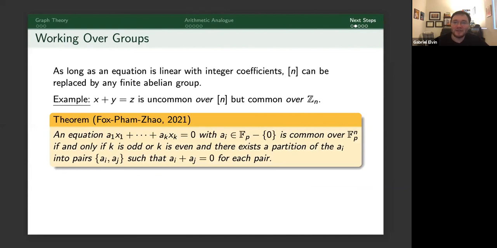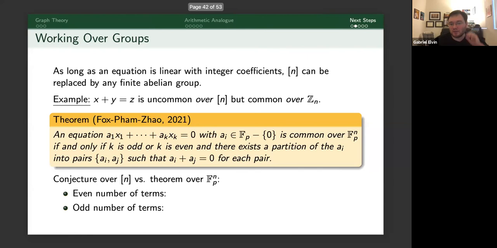And there is actually a theorem, not for any group, but for a specific group, F_p^n, still asymptotic in n. For that group, an equation has been fully classified by Fox, Pham, and Zhao. And they showed that an equation is common if and only if there's an odd number of terms, or if there's an even number of terms and you can pair them off, similar to how we said before.